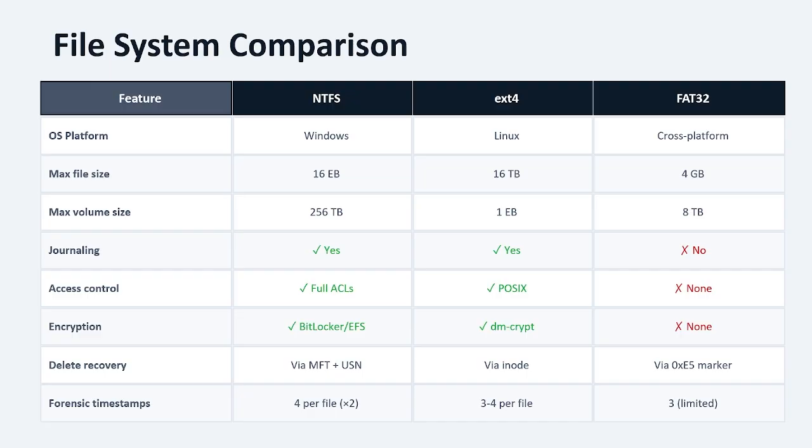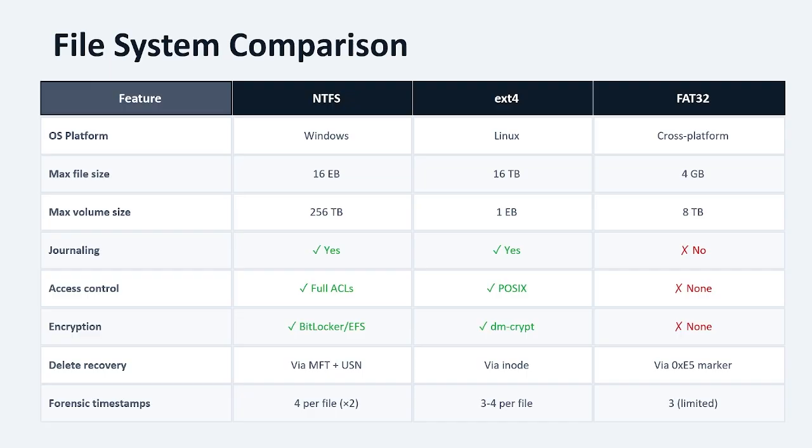The maximum file size is 16 terabytes per file. The maximum volume size is 1 exabyte for an entire volume, so you can get really, really large storage sizes. It does support journaling, and it does support what's known as POSIX, or the Portable Operating System Information Exchange. This is a standardized way of passing information across different versions of Linux that will remain the same each time.